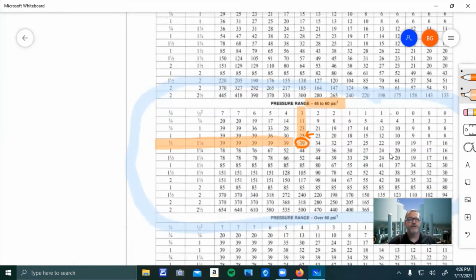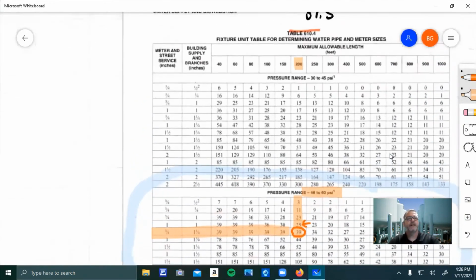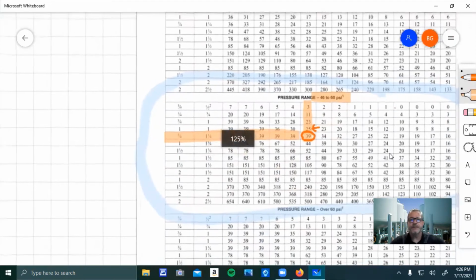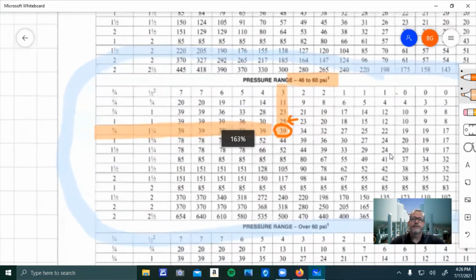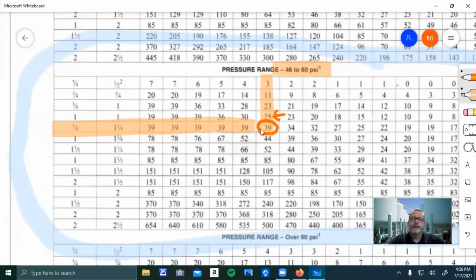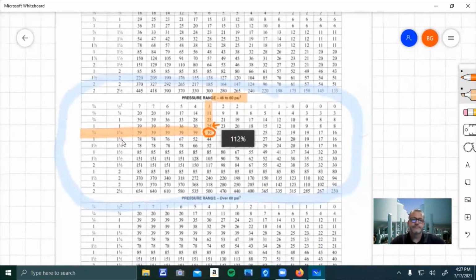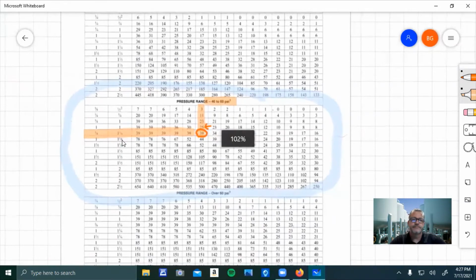And that gives me a 3/4 inch meter, because if you look at the far left column, meter and street service, that's what I'm looking for, right? I need my meter size. Well, based on 39 fixture units, and let's go ahead and blow this up just a little bit more so that we're pretty clear on this. At 39 fixture units, I have a 3/4 inch meter. And it also tells me the size of my pipe, which is 1 1/4 inches. Okay, so let's go back.